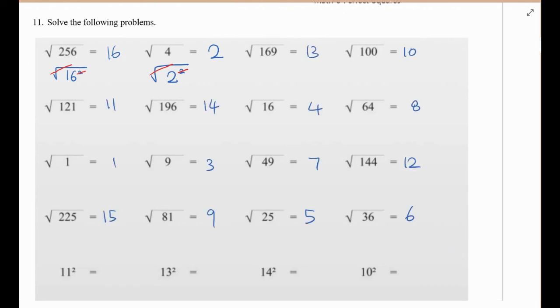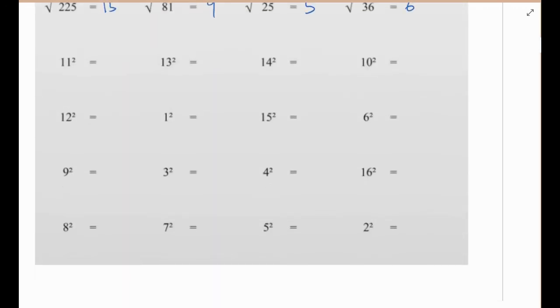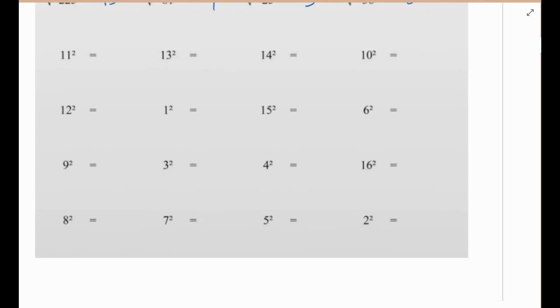All right, everyone, check the answers, and let's go to the next part. Now we're going to square a number. So everyone, again, taking a square root and squaring a number are exactly opposite processes. So here, let's do it together. First couple questions. 11 squared: 11 times 11, 121. 13 squared: 13 times 13 is 169.